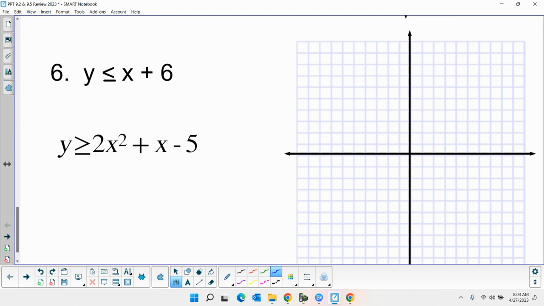All right. So again, we'll go blue for this one this time. 6 is my y-intercept. 1, 2, 3, 4, 5, 6. Again, there's no number, so my slope is 1 over 1.